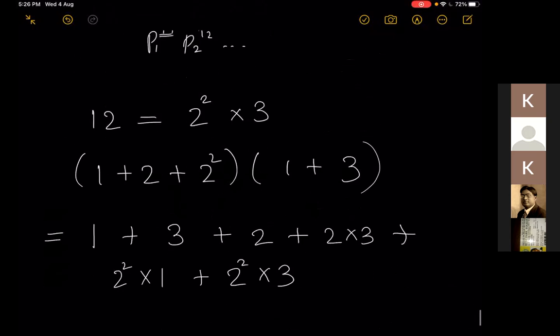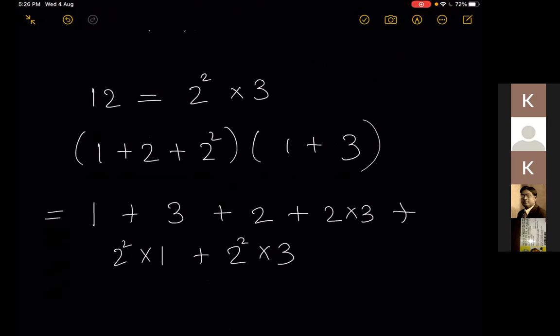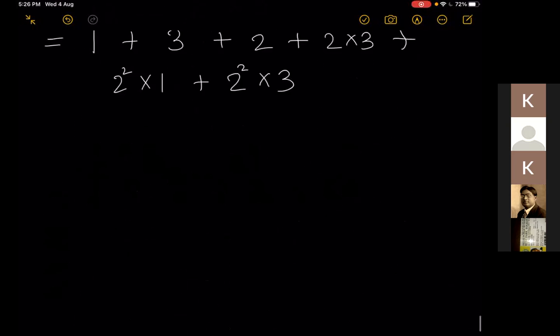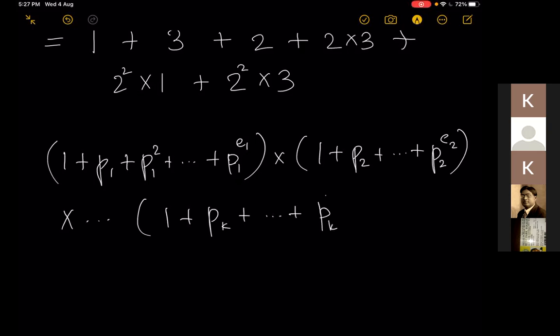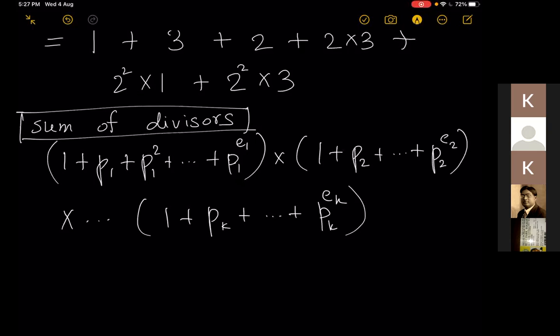Okay, and did you understand how we got them? Whenever we multiply two things algebraically and use the distributive property, everyone in one bracket gets multiplied with everyone in the other bracket in all possible combinations. This is what happens. So we are just exploiting that property and saying that in general it will be 1 plus p1 plus p1 square till p1 to the power e1, multiplied with 1 plus p2 plus till p2 to the power e2, and so on till pk. This is my sum of divisors formula.